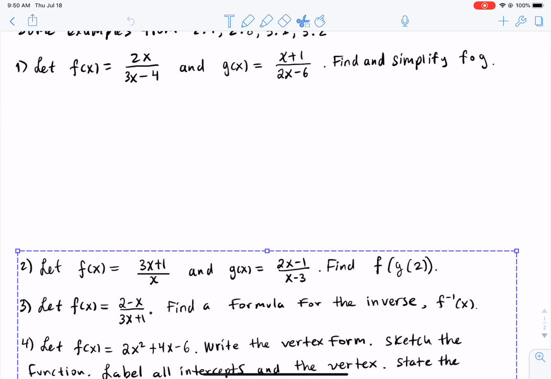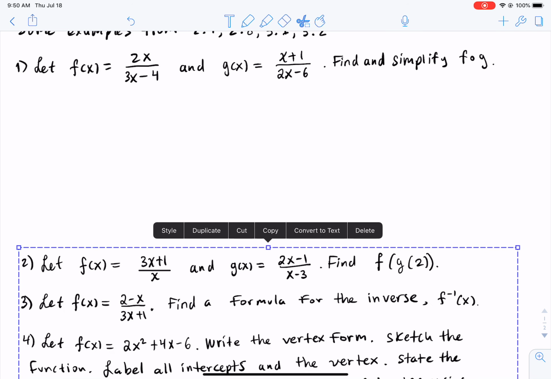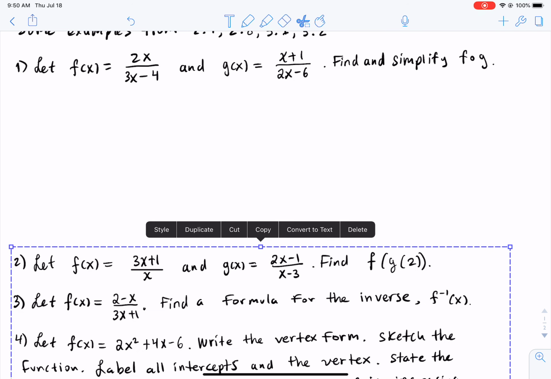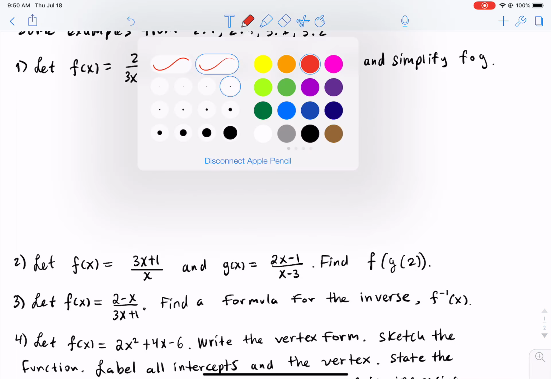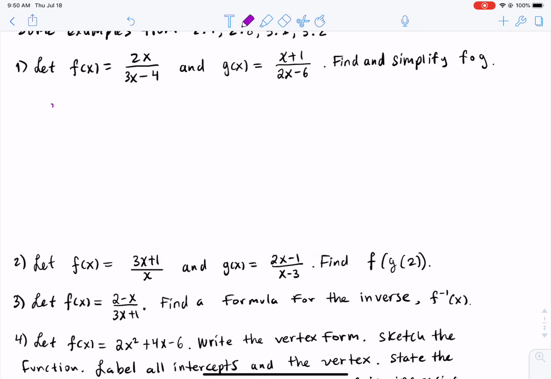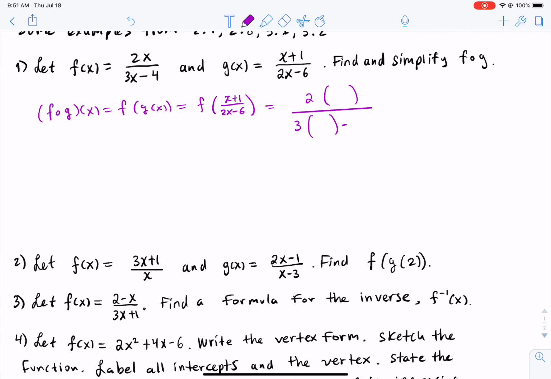Okay. So find and simplify this composition, f of g. Let's do a bit of purple this time. So f of g of x is going to equal f of g of x, and this will be f where g of x is (x plus 1) over (2x minus 6), and f is just 2 times x divided by 3x minus 4.